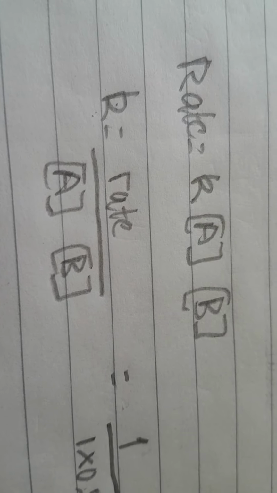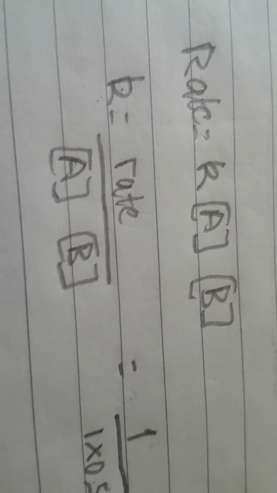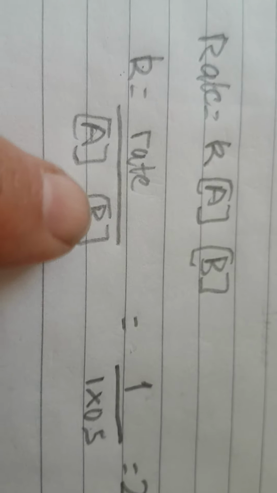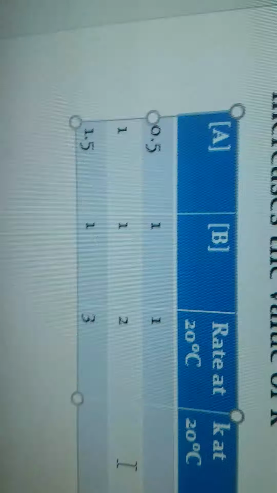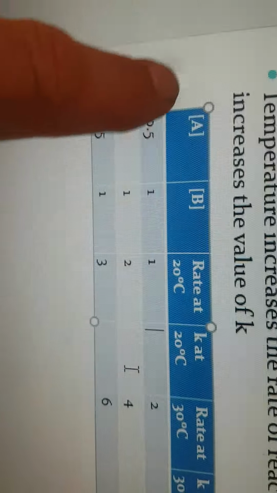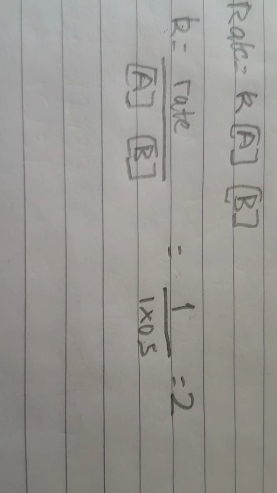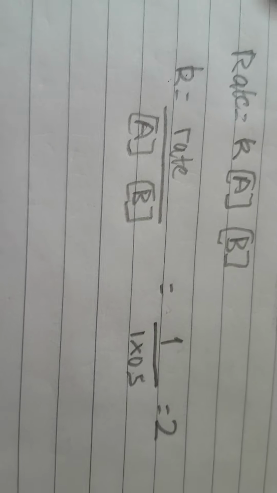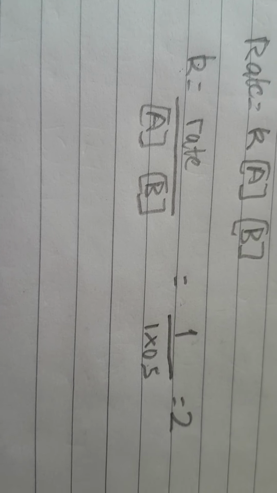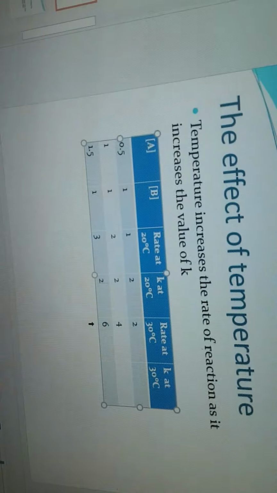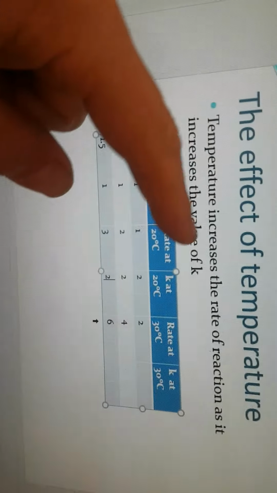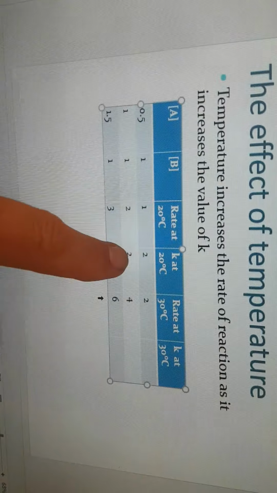Hopefully you've worked those out. As I said before, first order with respect to A and B, so that would be the rate equation. To make K the subject, you just rearrange it to look like that. Now, inputting values from this first row of the table at 20 degrees C, rate is 1, A is 0.5, B is 1. Therefore, K will equal that, 1 over 1 times 0.5, and it's 2. And in fact it's 2 at all three of these experiments.